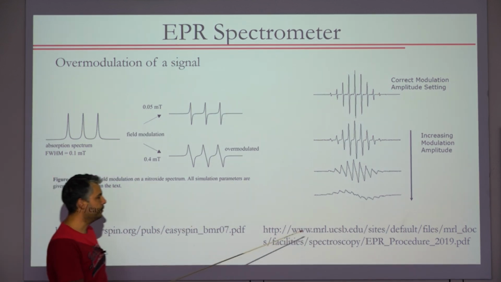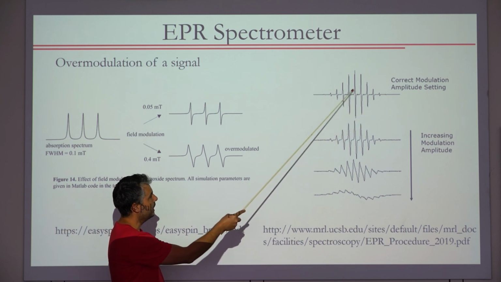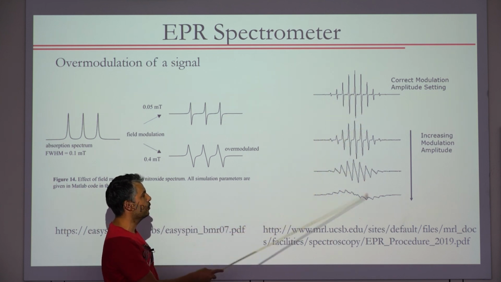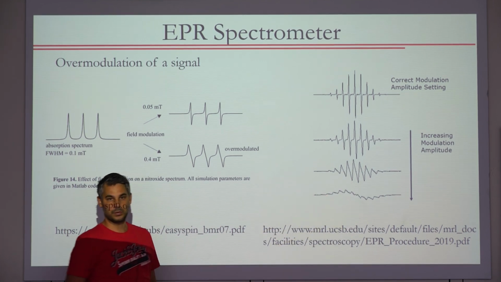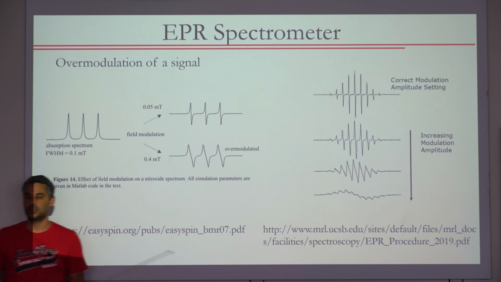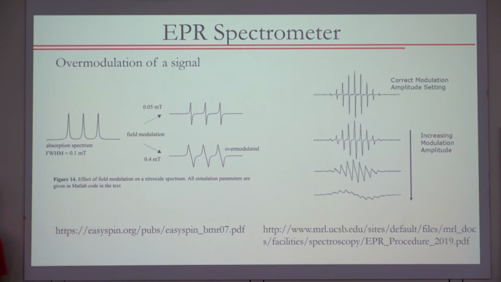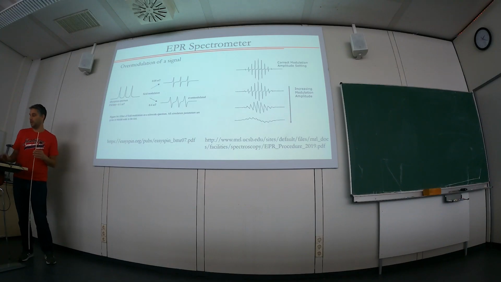This is another example. This is a radical that has many lines, and when you start increasing modulation, you really distort the lines, and eventually you get lower resolution. Okay? So sometimes you get lower resolution, sometimes you erase details, so you have to test it for your system while measuring. Don't take only one spectrum, take several with different modulations to see what happens.